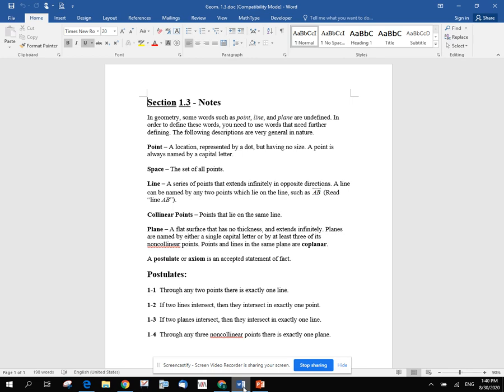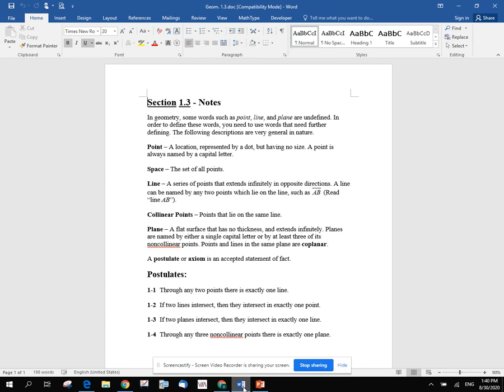A plane is a flat surface that has no thickness and extends infinitely. You might think infinitely in 2 directions, right? So if you think of a sheet of paper, but then it's extended to the left and right and also extended up and down infinitely, that's what a plane actually is. Planes are named by either a single capital letter or by at least 3 of its non-collinear points. Points and lines in the same plane are coplanar. I think I'll talk a little bit more about that when we get to the practice sheet.